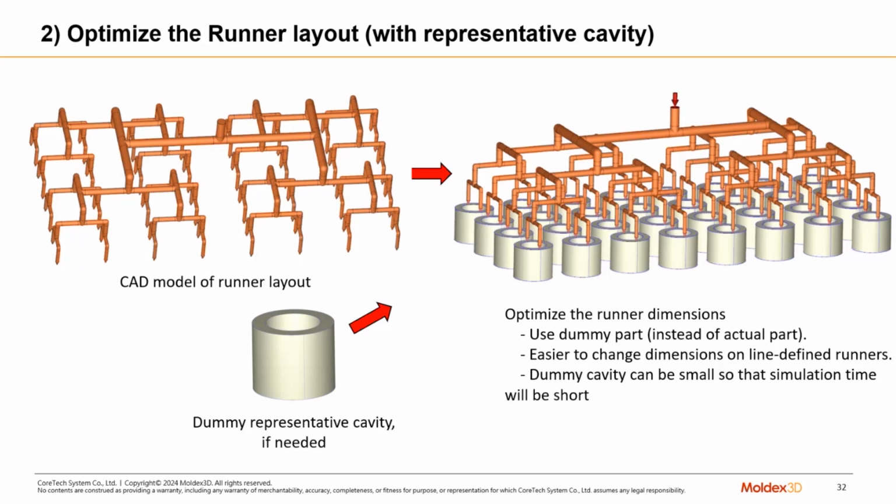You can use the dummy part instead of the actual part, and it's easier to change the dimensions with the line defined runners, and the dummy cavity can be small so that the simulation time will be short. So why are we doing this? To save on the simulation time when you're optimizing the runner system.